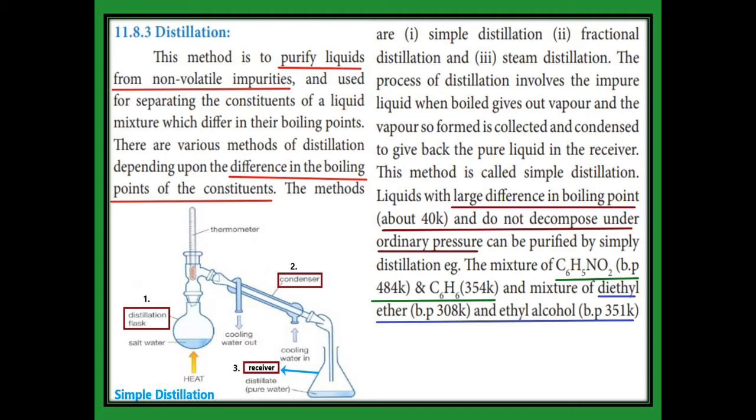In the same way, diethyl ether has a boiling point of 308 Kelvin, and ethyl alcohol has a boiling point of 351 Kelvin. So here also the boiling point difference is above 40 Kelvin, and we can use the simple distillation process. We can separate these two compounds separately.